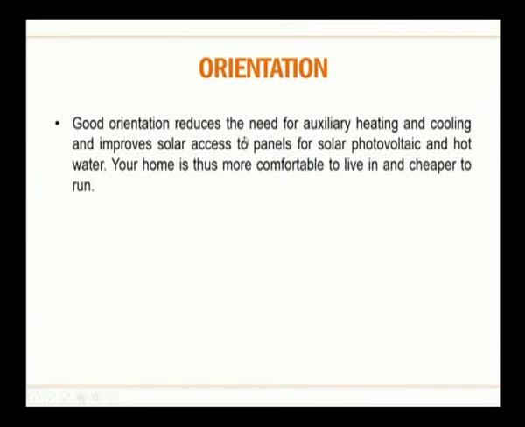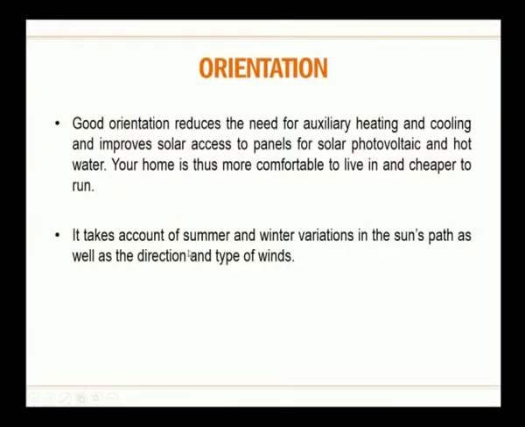Good orientation reduces the need for auxiliary heating and cooling and improves solar access to panels for solar photovoltaic cells and hot water. Your home is thus more comfortable to live in and cheaper to run. So, when you are orienting your building properly, you will also understand when you are using PV cells to trap solar radiation for electricity, or if you are using just solar hot water systems, you have to orient even them according to the sun path diagram of your location. So, it will be more beneficial.